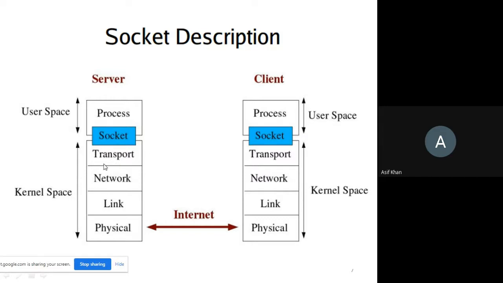These four layers, the downward layers from transport to physical layer, are all present in the kernel space of the operating system, and the application layer process is present in the user space. And these two computers are connected by the internet.